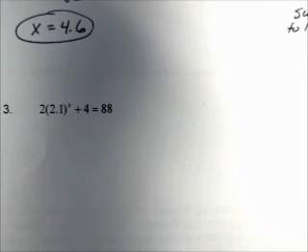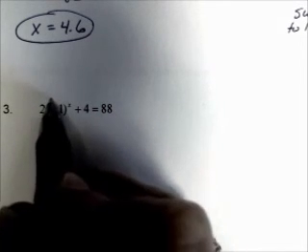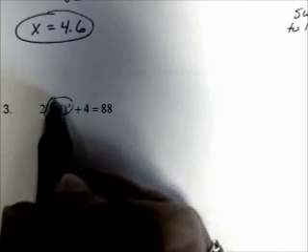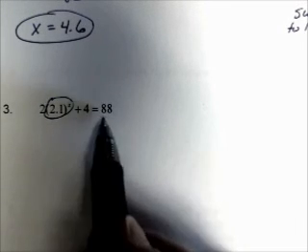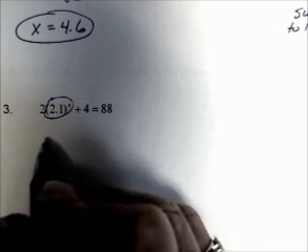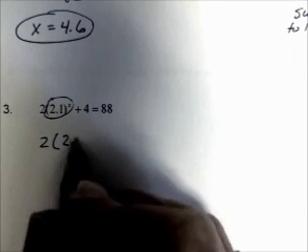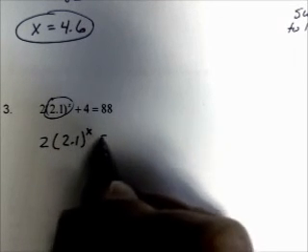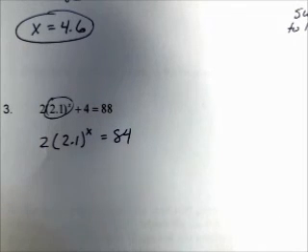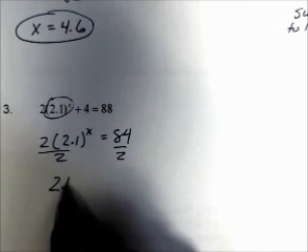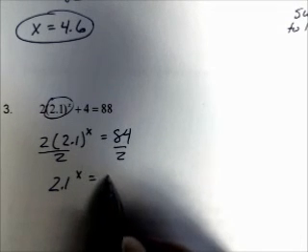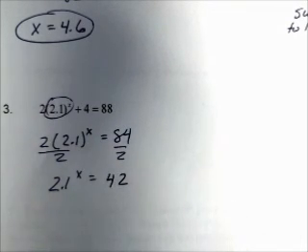Number 3. 2 times 2.1 to the x plus 4 equals 88. All right, we want to isolate this. We want to get our base with our variable exponent by itself. So the first step would be to subtract 4 from both sides. So 2 times 2.1 to the x is equal to 84. Divide both sides by 2. 2.1 to the x is equal to 42.